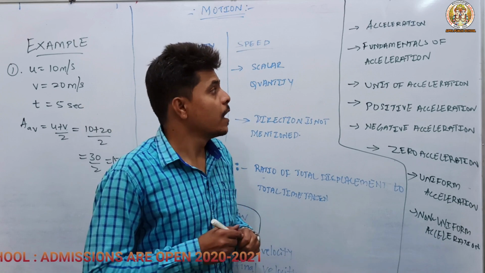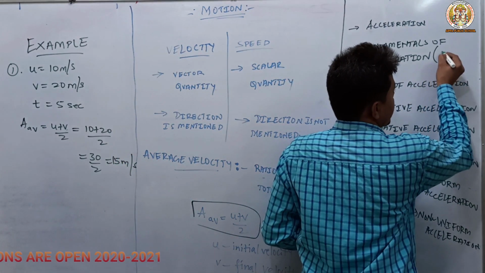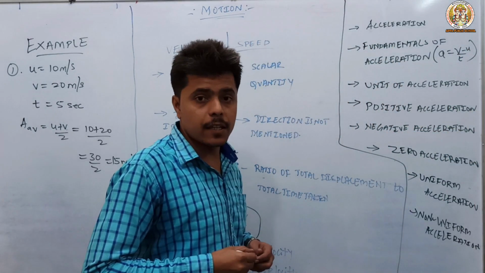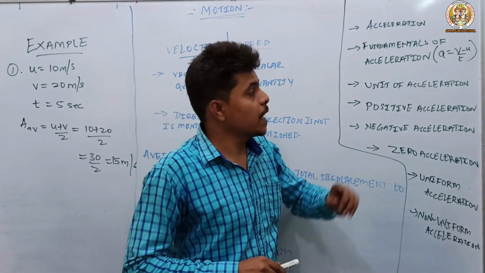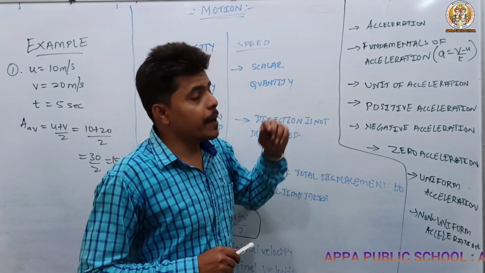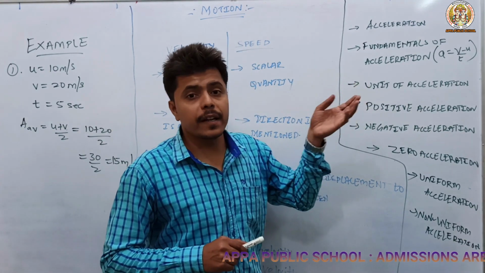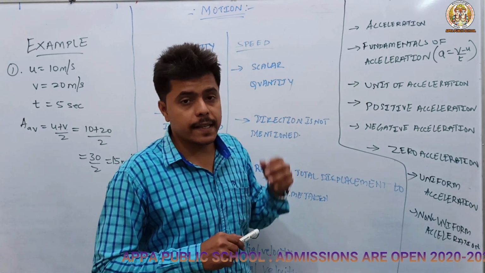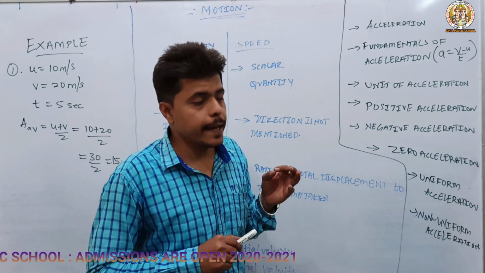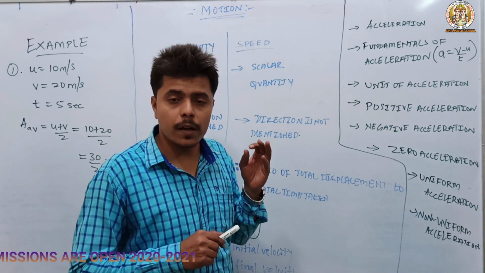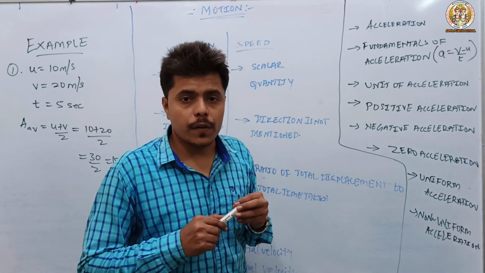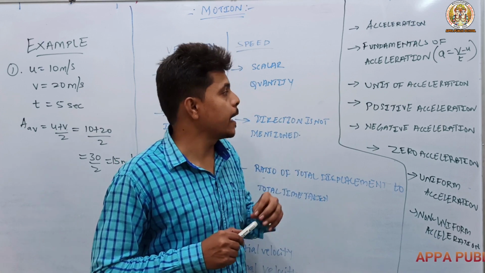Fundamentals of acceleration: a is equal to v minus u by t, where a means acceleration, v means final velocity, u means initial velocity, and t means time taken. This is the formula for acceleration, where small a is acceleration, small v is final velocity, u is initial velocity, and t is time taken.